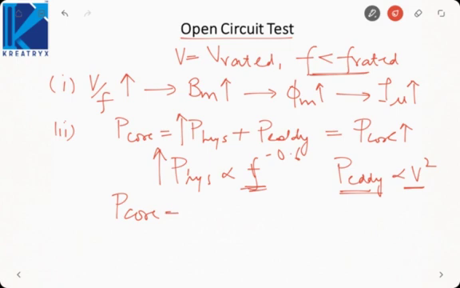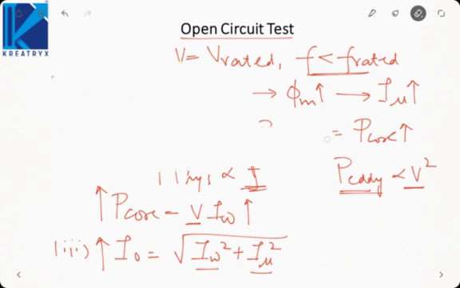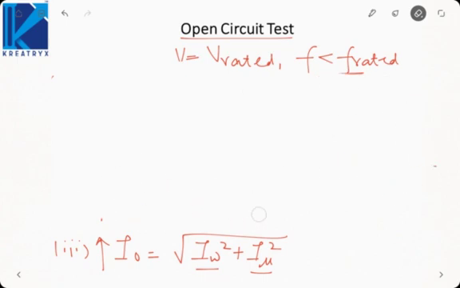We know that core loss can be written as V into IW. Voltage is constant, so if core loss increases, the core loss component of the current will also increase. So IW and I mu both will increase. Then we know I naught is nothing but under root IW square plus I mu square. Since both IW and I mu are increasing, I naught will also increase. So my no load current increases. If we reduce the frequency, magnetizing current and core loss component of no load current increase. So my no load current also increases.